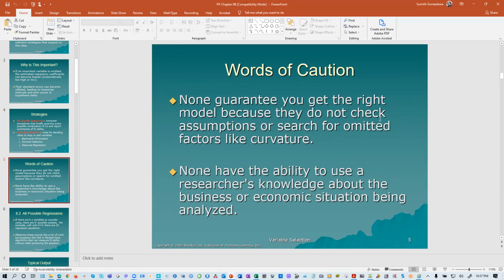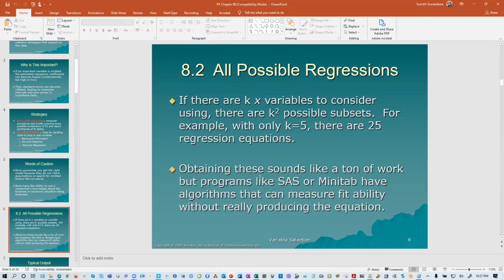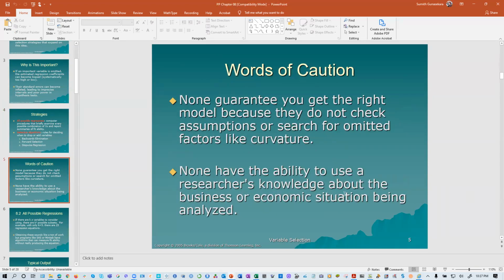They also do not search for omitted factors like curvature. None have the ability to use the researcher's knowledge in the context of the business or economic situation. A biological researcher might think one variable is not important to explain some response, while people in business research or economic research would not take it as unimportant. So it depends on the situation.